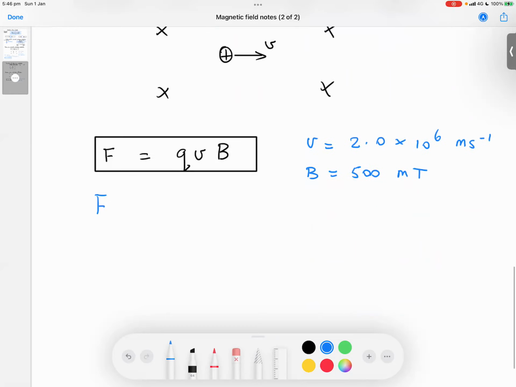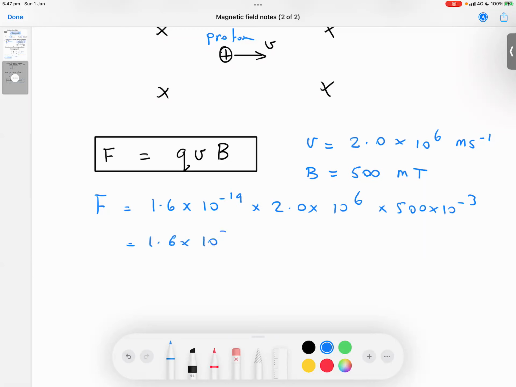So again, what if we've got a proton, let's say, moving at 2 × 10⁶ meters per second. So Q, you need to know that the electronic charge is 1.6 × 10⁻¹⁹ coulomb, times the speed of 2 × 10⁶ meters per second, times the field strength of 500 × 10⁻³. So again, check my working out. I've put this through the calculator a little earlier and I get 1.6 × 10⁻¹³ newtons, which is a small force for one proton.